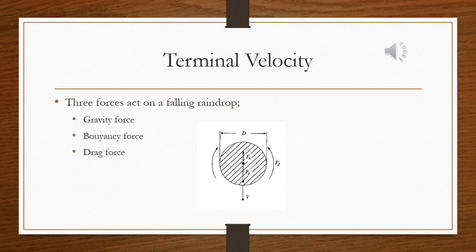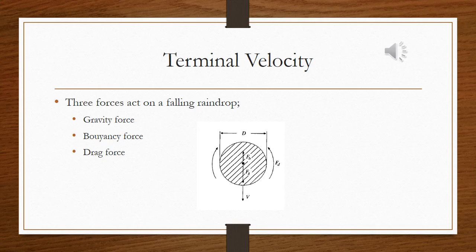We are talking about precipitation because one of the important parameters is terminal velocity, which is when the raindrop falls with a constant velocity. To understand how this phenomenon occurs, we need to know which conditions affect it, and then derive the formula to calculate the terminal velocity.